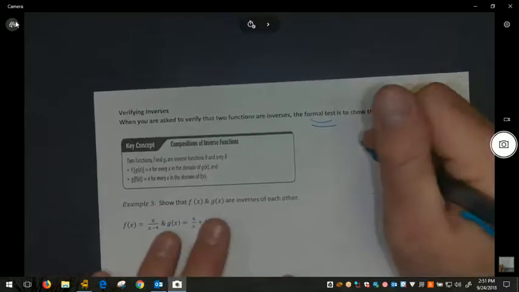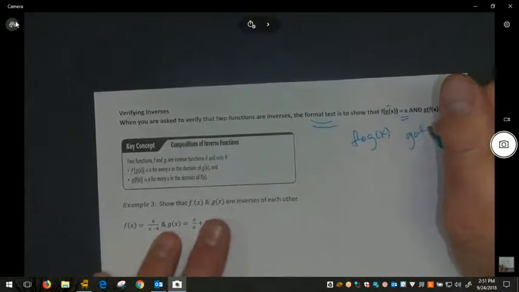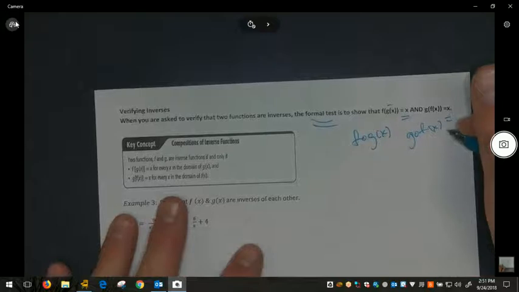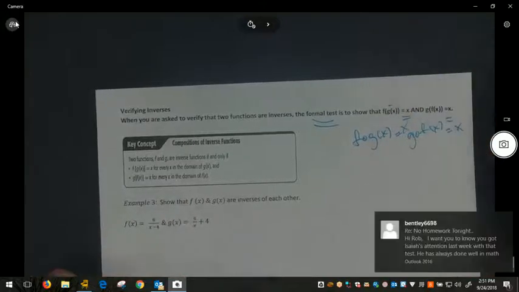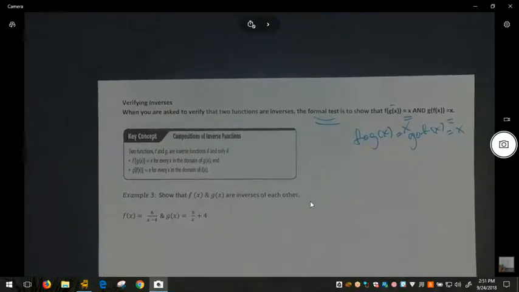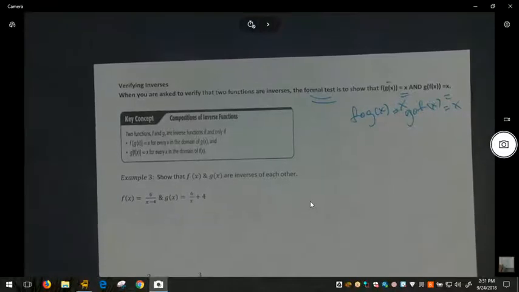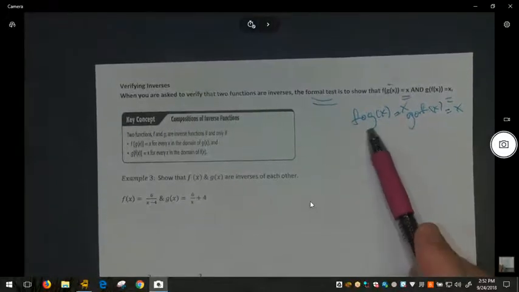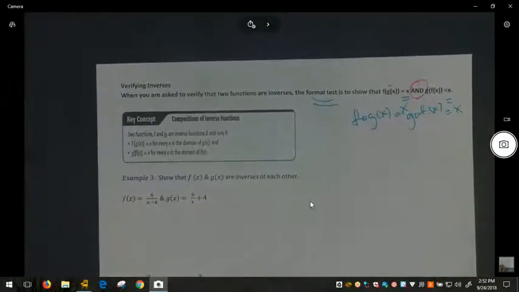In other words, when I do f of g of x and g of f of x, all the operations are done and all I'm left with is the variable x. If I'm left with anything other than that variable, then they are not inverses. And you have to do both. If you do one, that's not enough. It has to be both. That's why the "and" is bolded there.